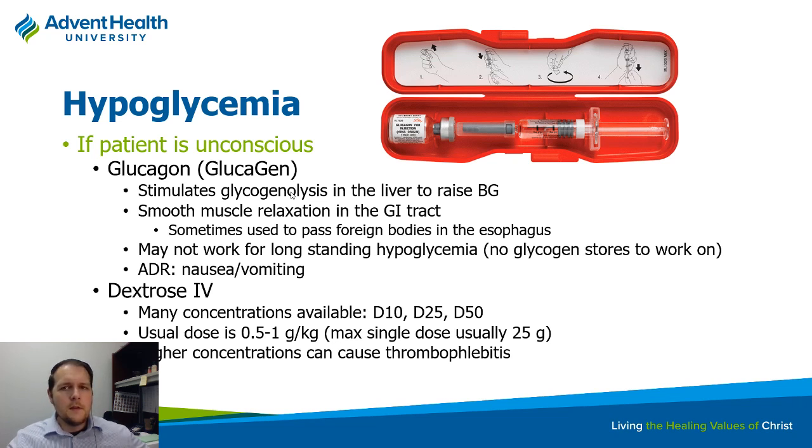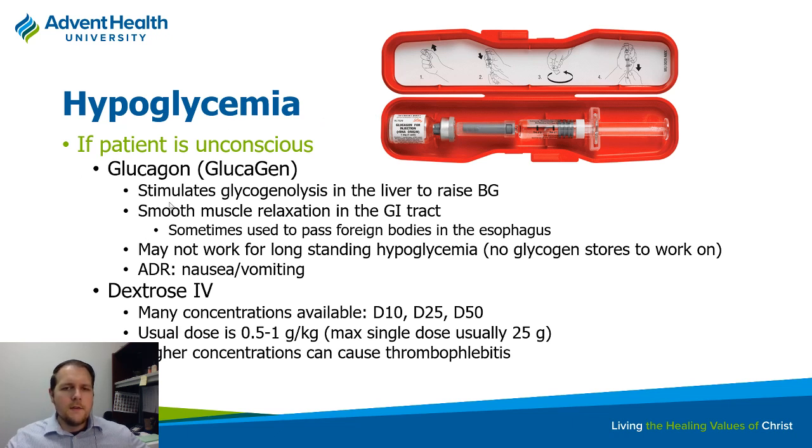Some other things glucagon is used for: interestingly, it can cause smooth muscle relaxation in the GI tract, which is actually a big reason why it causes a lot of nausea and vomiting. But it can also be used to pass foreign bodies in the esophagus. I've seen cases where kids come in with a coin lodged in the esophagus, or say a button battery, and if it's the middle of the night, GI doesn't want to come in, they'll say give them a dose of glucagon, and if it passes, they're good to go, versus if it does not, then they have to come in and do a scope and get it out. I've seen cases where they've used glucagon with some degree of success. Most of the time it doesn't work, but that's another thing you'll see it used for.